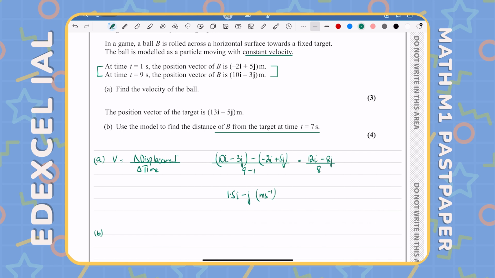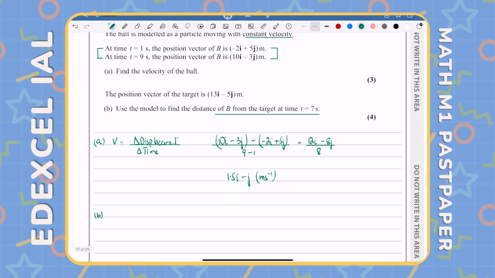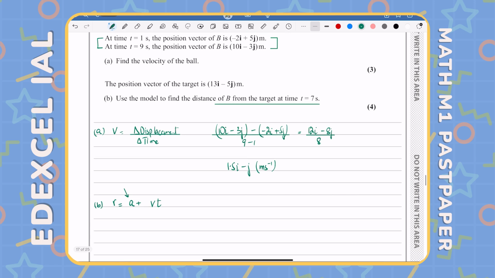So how will I write down the position vector equation of the ball? In order to write down the position vector, this is the formula: r equals a plus v, which is velocity, multiplied by the time. A is basically the position vector, v is the velocity vector, and t is time. Now this question is a little bit tricky in the sense that you are not given the starting point of the ball. You're basically given the position vector at 1 second.